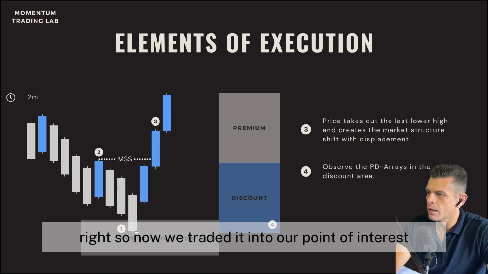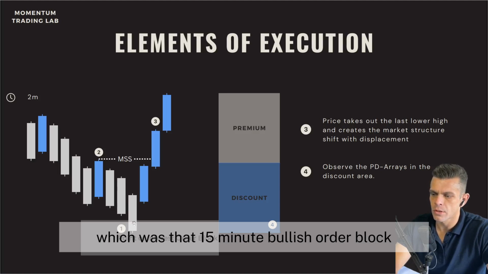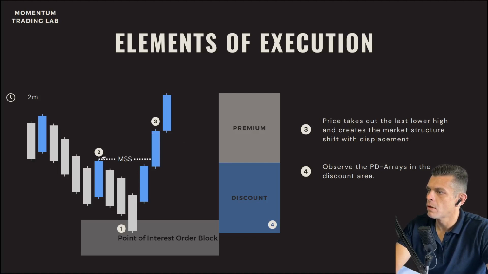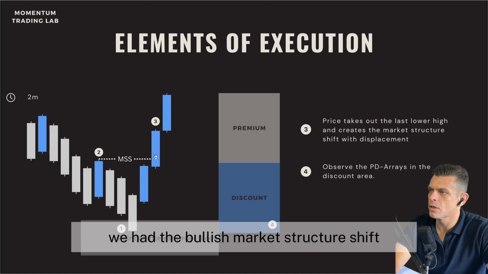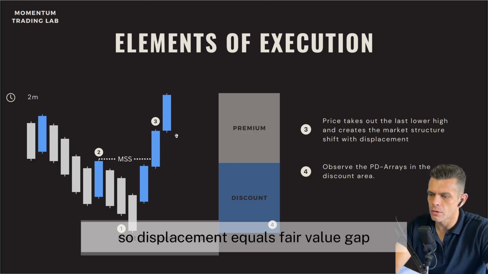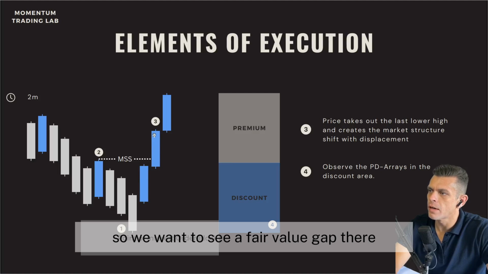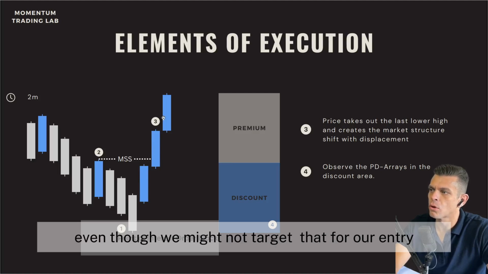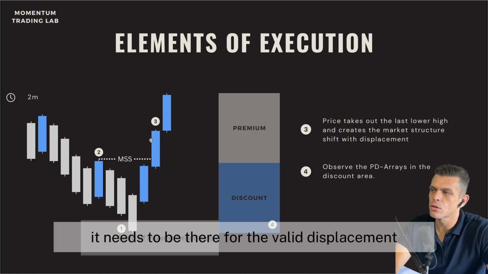Right, so now we traded into our point of interest, which was that 15-minute bullish order block. We displaced away. We had the bullish market structure shift. And as you can see, we had the fair value gaps. So displacement equals fair value gap. So we want to see a fair value gap there, even though we might not target that for our entry. It needs to be there for the valid displacement.